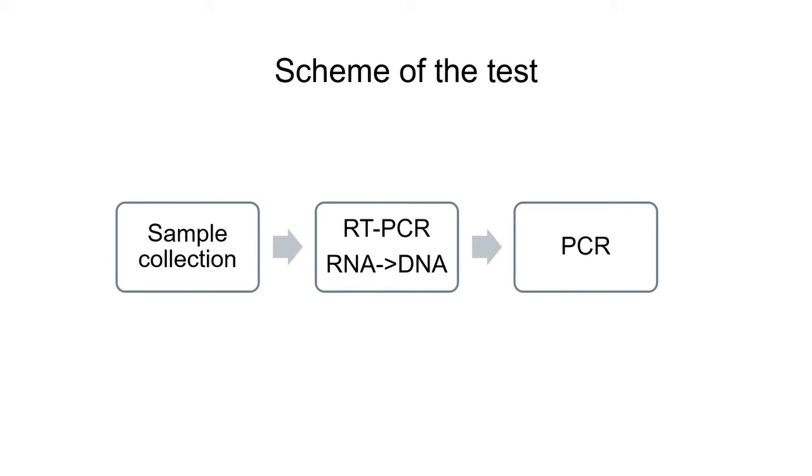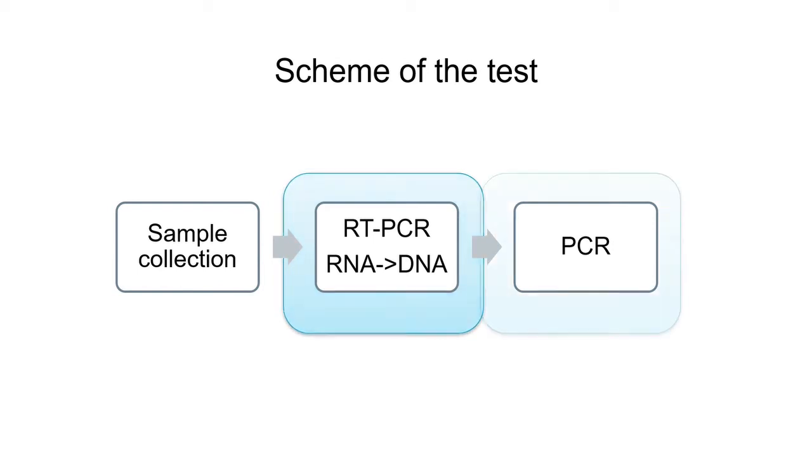Here is a scheme of the currently most common test. First, a sample is collected from the examined person. The next step is reverse transcription. This, in short, is the conversion of RNA to DNA. This is because the next step can work efficiently only on DNA and not on RNA. Just to remind you, if there is viral RNA, it will be converted to DNA, while if the viral RNA is not in the sample, then nothing will happen.